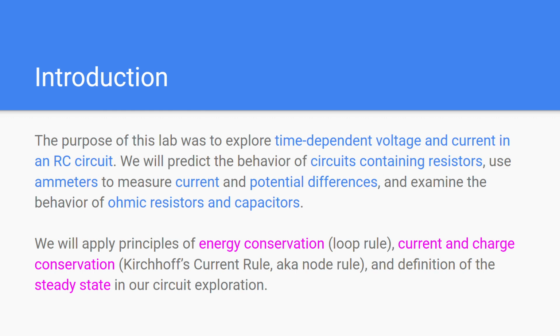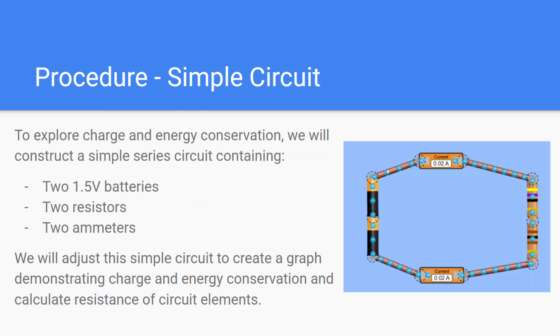We'll use ammeters to measure current and potential differences, as well as voltmeters, and we'll examine the behavior of ohmic resistors and capacitors. We'll apply principles of energy conservation, which is the loop rule, current and charge conservation, which is applied through Kirchhoff's current rule, aka the node rule, and the definition of steady state in our circuit exploration.